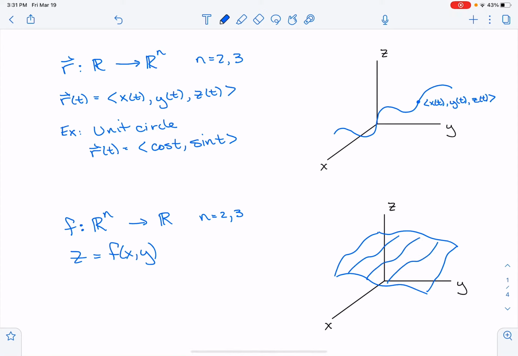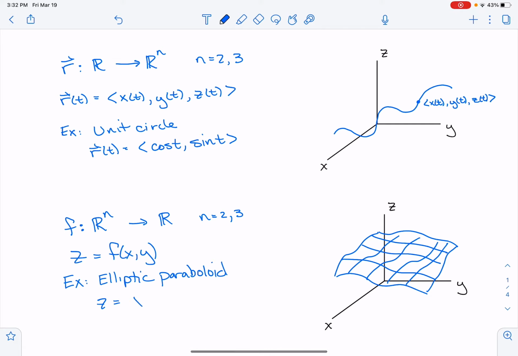In this case, it looks like maybe a blanket flowing in the wind here. One example we would have of that might be an elliptic paraboloid. And that would be a function z equals x squared plus, say, 2y squared.